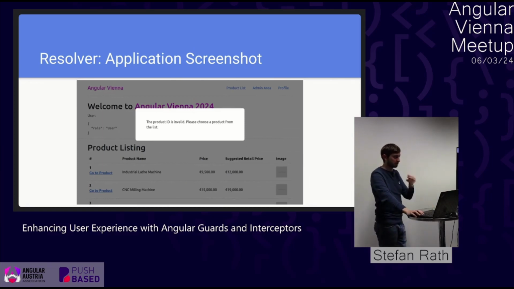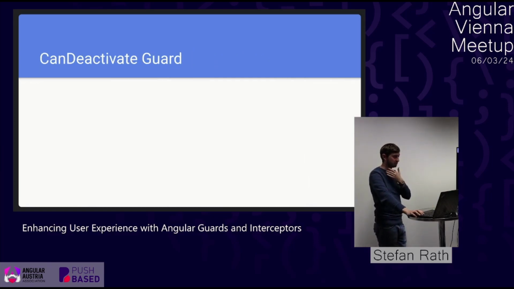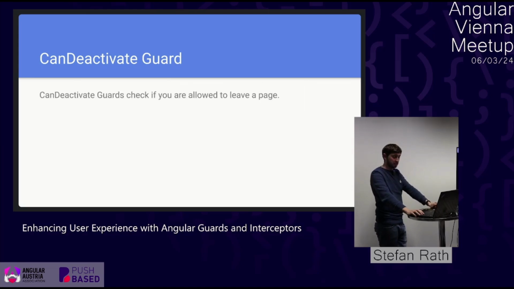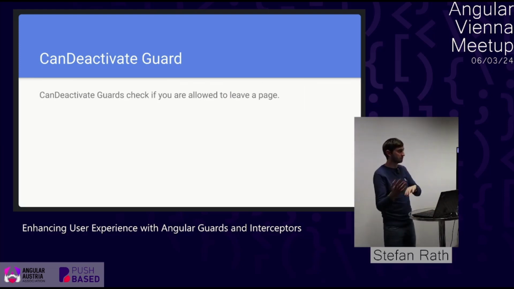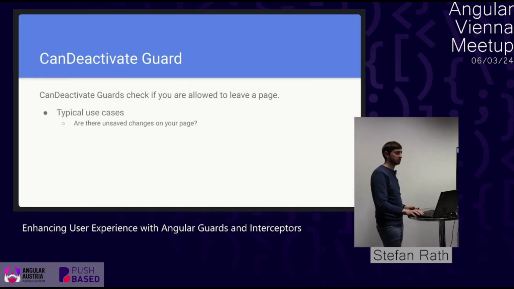Okay, I would go to the canDeactivate guard now. A canDeactivate guard is doing the opposite of the canActivate guard. So as I said before, entering a route or leaving a route, and it checks if you're allowed to leave a page. And I think this is kind of an underrated feature in Angular. Typical use cases: are there unsafe changes on the page? This is the most used thing for it.